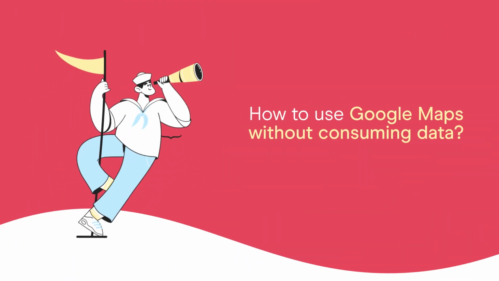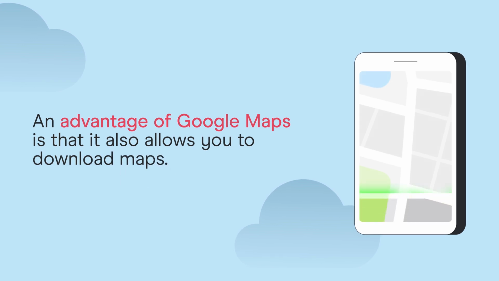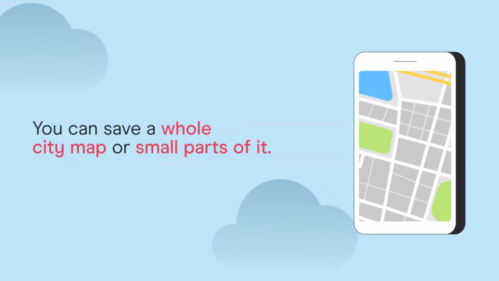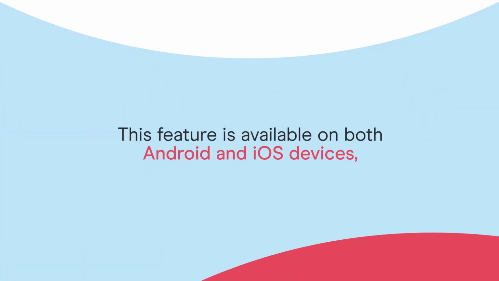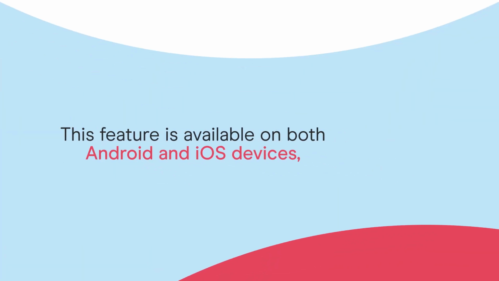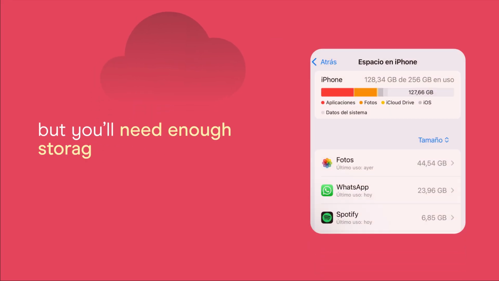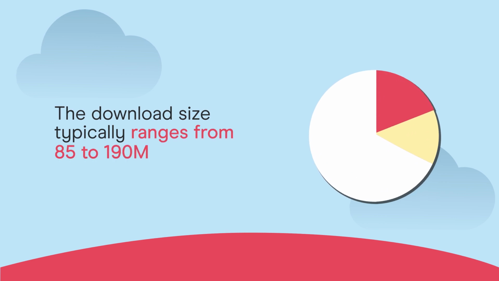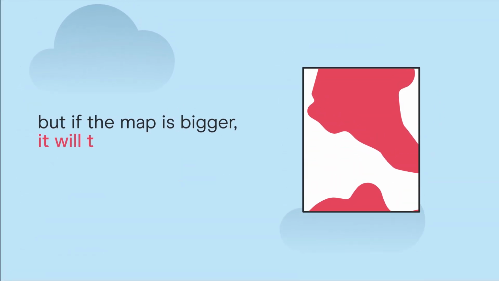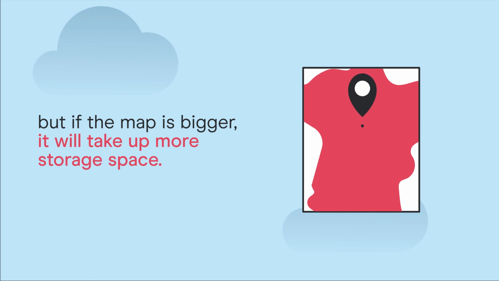How to use Google Maps without consuming data. An advantage of Google Maps is that it also allows you to download maps. You can save a whole city map or small parts of it. This feature is available on both Android and iOS devices, but you'll need enough storage space and an internet connection to complete the download. The download size typically ranges from 85 to 190 megabytes. But if the map is bigger, it will take up more storage space.